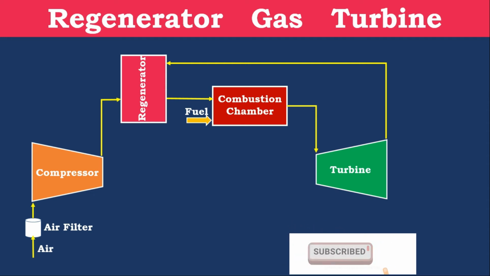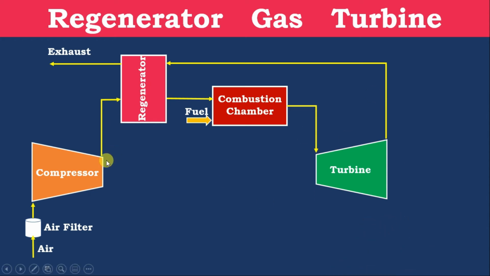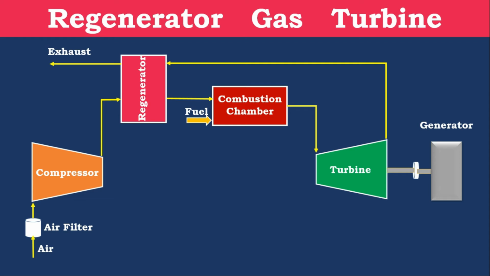After that, the exhaust of the turbine is sent to the regenerator because it is at a higher temperature than the compressor outlet temperature, where it loses heat and is sent to the atmosphere. In the regenerator, the compressor air gains heat from the exhaust of the turbine. As I told you already, it is possible only when the exhaust temperature is greater than the compressor outlet temperature. We can generate power by coupling a generator to the turbine output.